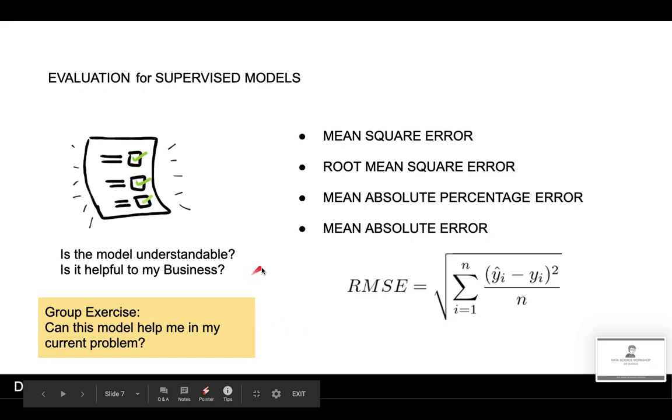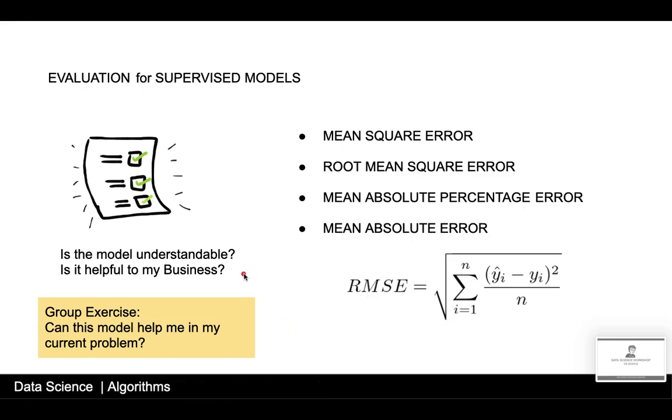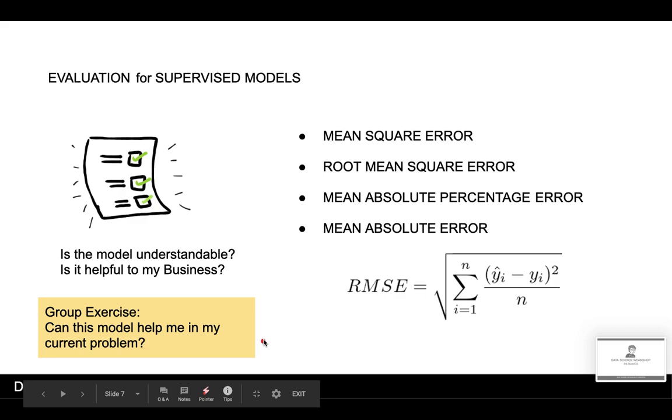So other things: is the model understandable? Is it helpful to my business? And can this model help me in my current problem? So that will be your group exercise.